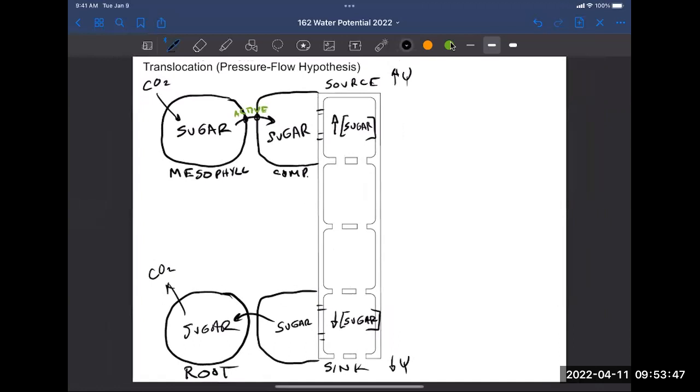And again, I could draw some integral membrane proteins here that are doing this. It is an active process of moving the sugar out of one cell and into another cell. Okay. So we're just getting it set up right now.